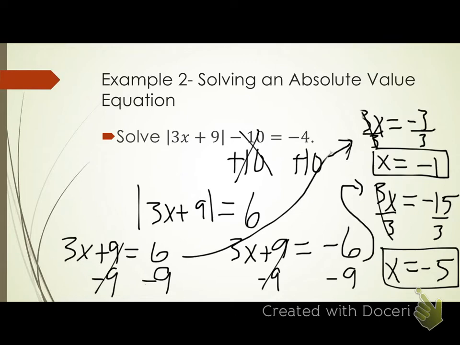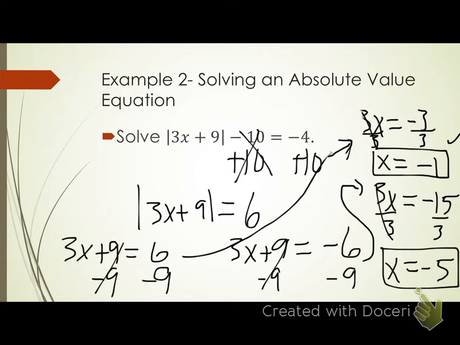Okay, let's plug them in just to check. Plug them into our original. Negative 1 times 3, negative 3. Negative 3 plus 9, 6. Absolute value of 6, 6. 6 minus 10, negative 4. Does negative 4 equal negative 4? Yes, this one checks out.